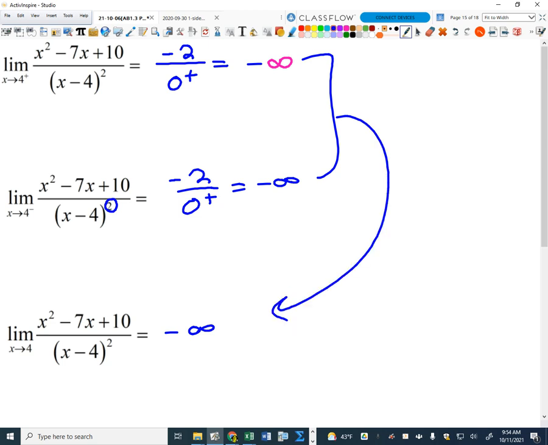Now, if one of these had been negative and one had been positive, then we would have just had to say the two-sided limit doesn't exist because they didn't agree. It still doesn't exist, but at least now we know it consistently doesn't exist in the positive infinite direction, right? Okay?